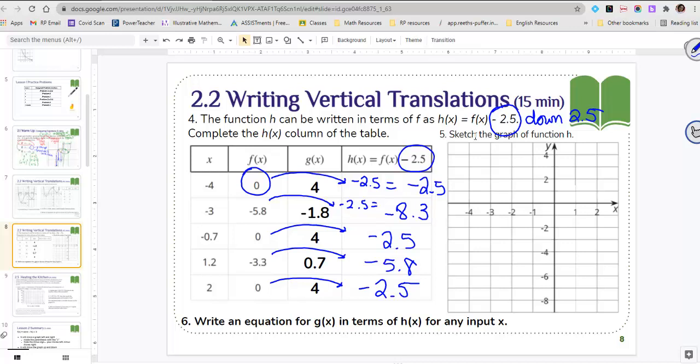On the next page, it asks you to take all of these ordered pair points and graph our new h function. So I'll keep my ordered pairs up here. Feel free to use mine as we start graphing, so you want to keep on flipping back and forth. We're going to use our ordered pairs now to graph these. Input of -4, output of -2.5.